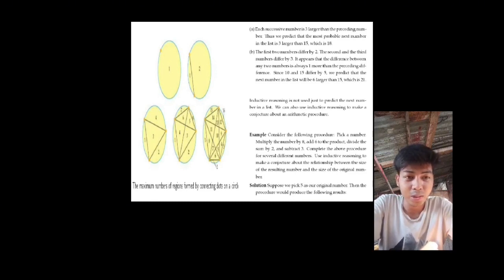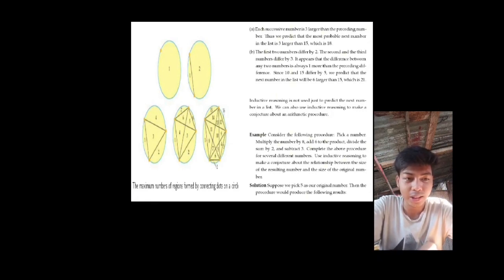And the first two numbers differ by 2. The second and the third numbers differ by 3. It appears that the difference between any two numbers is always 1 more than the preceding difference. Since 10 and 15 differ by 5, we predict that the next number in the list will be 6 larger than 15, which is 21.